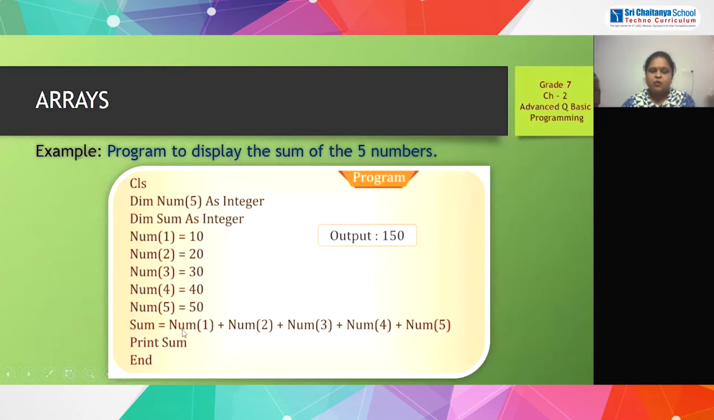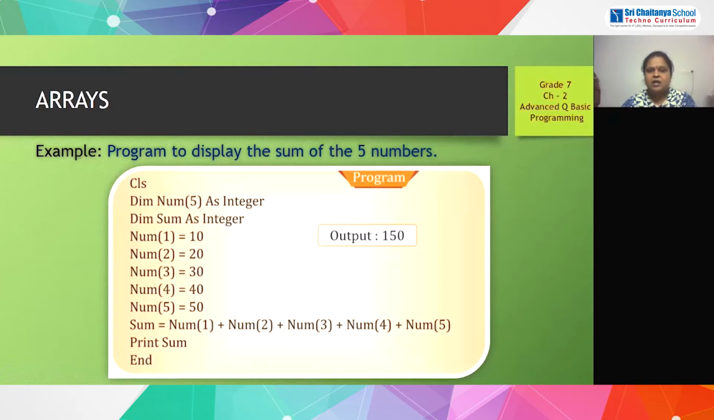Okay. Now next, I am adding all these 5 numbers, and after that I am printing the value of sum. Now you know the values here, so when you execute the program, the output will be 150. Suppose you add 50, 40, 30, 20 and 10, what is the answer? Yes, the answer is 150. So the output will be printed as 150. I think it is clear, children.